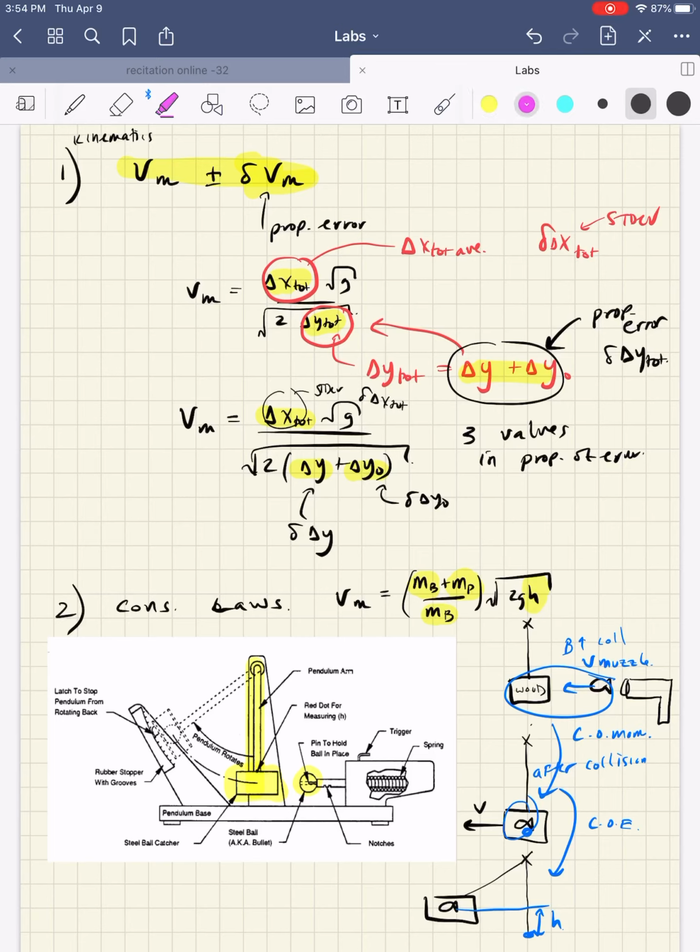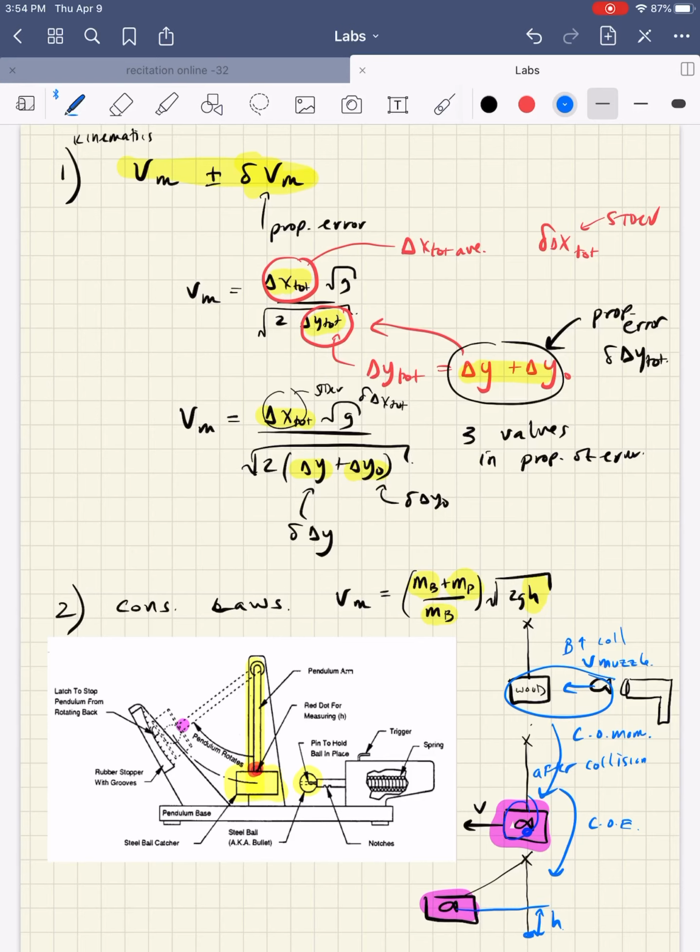So the height h will be, as mentioned, from this location to this location here. But that's really talking about the center of mass of the system to the center of mass of the combined system. So what we've done is mark on the pendulum, you can see it says red dot for measuring h. This is the location right here, the center of mass. And once it's swung up, the location of the center of mass is here. So we're measuring from the center of mass of the bullet and wood, or in this case, pendulum and cannonball, to the center of mass of that combined system.